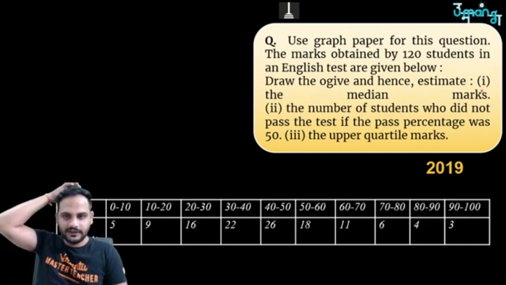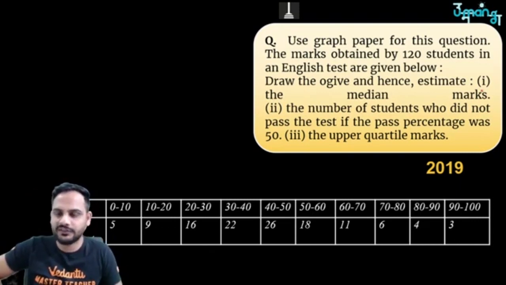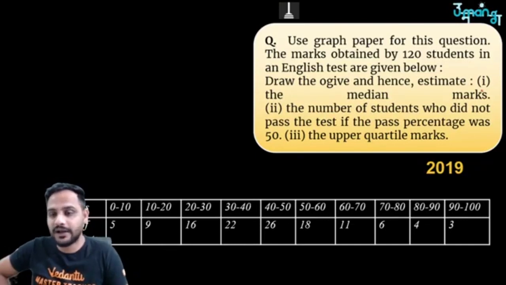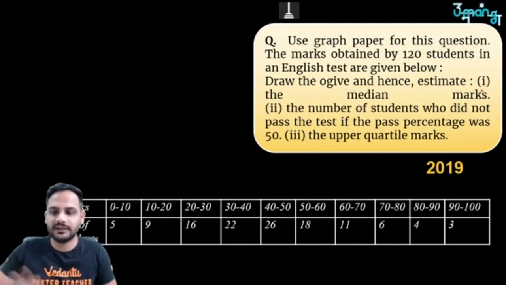Okay. Look, last one more question. Use the graph for this question. The marks obtained by 120 students in an English test are given below. Draw the ogive and hence find the median marks. Now look, we'll be learning how do you find out the median using the ogive. The number of students who did not pass the test if the percentage was 50, okay, and the upper quartile marks. So the marks is given over here.